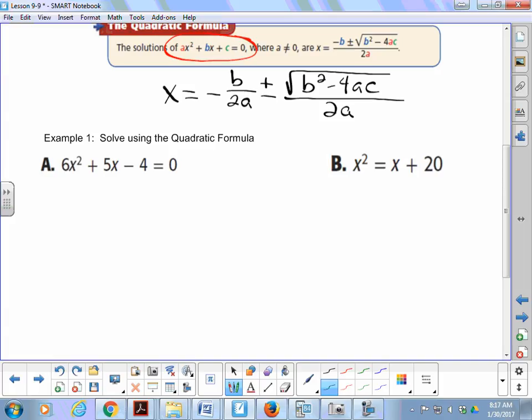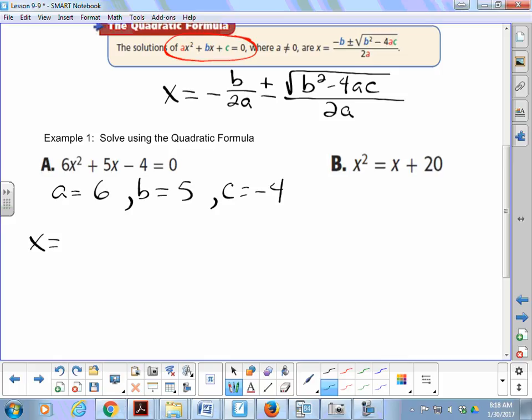So we have 6x squared plus 5x minus 4. And so I'm going to start with identifying what a, what b, and what c are. So we get 6 for a, 5 for b, negative 4 for c. Now I just plug them in. All right, so I'm going to use my version. And so we just put in 6 for a anywhere there's an a, 5 wherever there's a b, and negative 4 where there's a c.